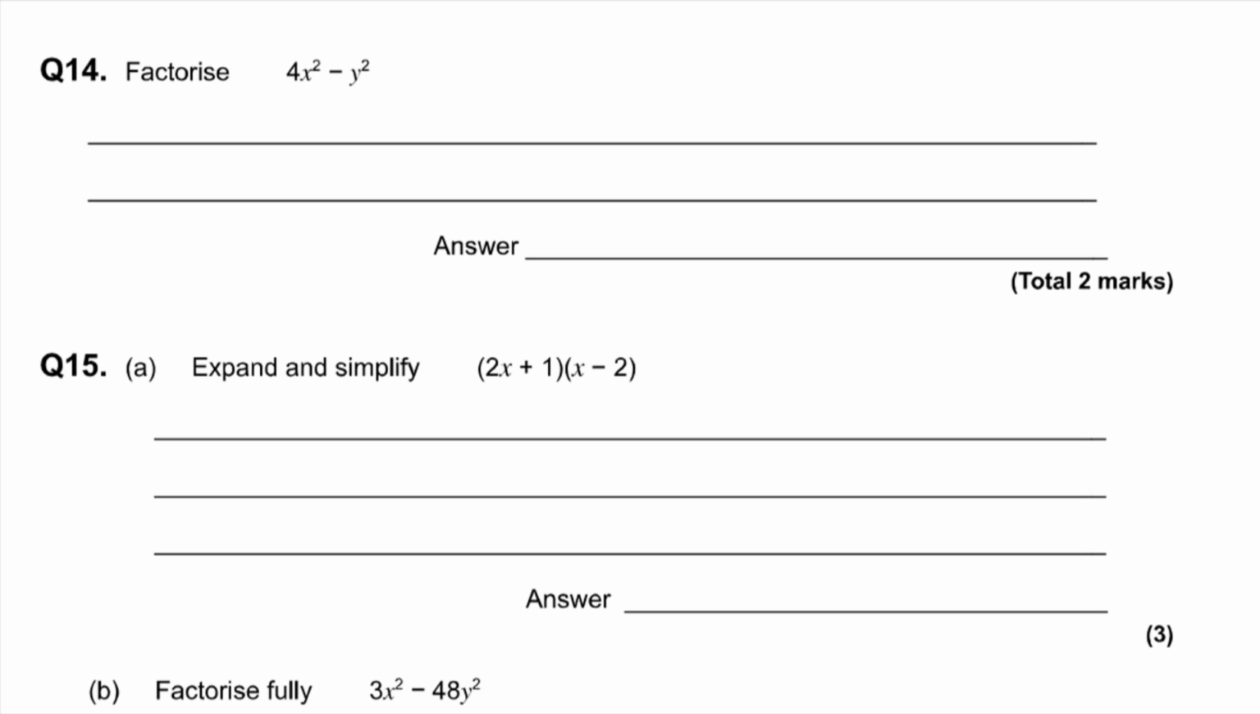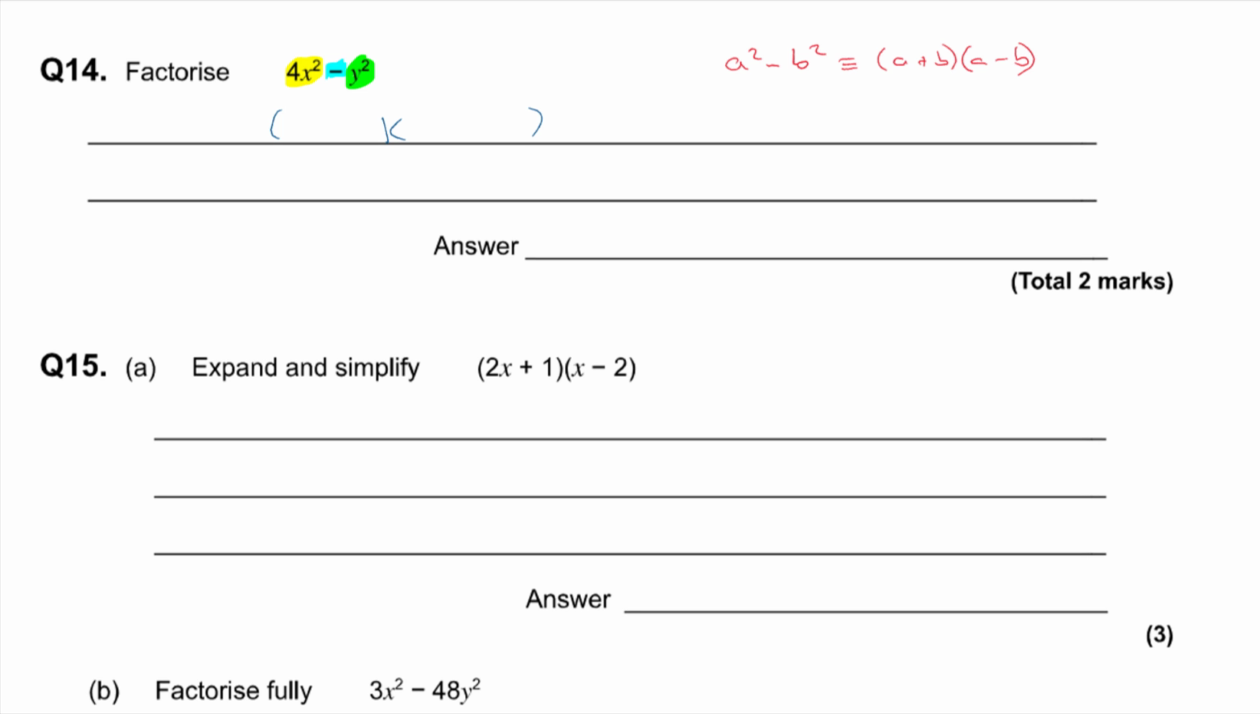Question 14, factorise 4x squared minus y squared. Now this one is commonly known as the difference of two squares. This is a square, this is a square, and this mathematically is the difference, so it's the difference of two squares. Difference of two squares always factorises into two brackets. The identity that I think about is a squared minus b squared is identical to (a plus b)(a minus b).